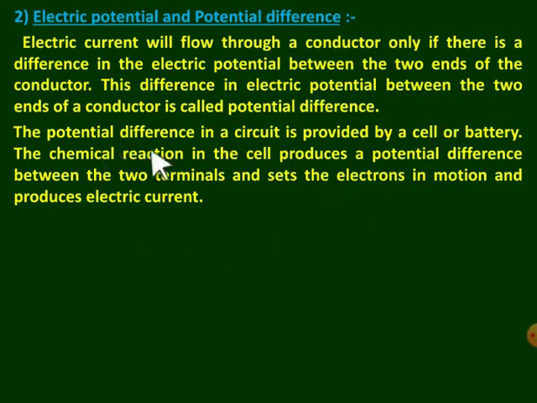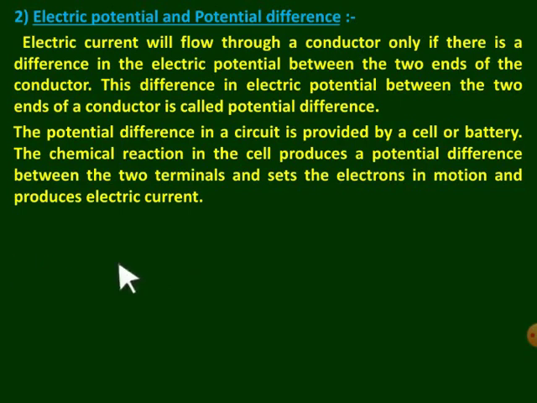The potential difference in a circuit is provided by a cell or a battery, as I said. The chemical reaction in the cell provides a potential difference between the two terminals and sets the electrons in motion and produces electric current. Got it? Whenever you hear the word potential, just remember work done. Whenever a point has a potential, that means that point has the ability to do some work so as to push the free electrons present in the conductor.